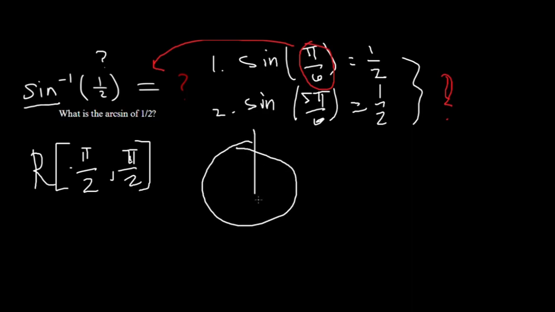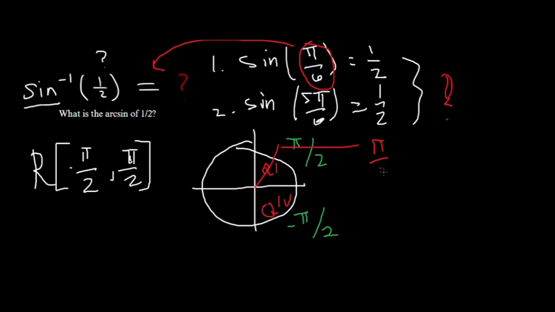To fully understand, let us visualize. So in a unit circle, the range of the arcsine function only exists in quadrant 1 and quadrant 4. Here is pi over 2 and here is negative pi over 2. Now, pi over 6 is located right here at quadrant 1, while 5 pi over 6 is located somewhere.